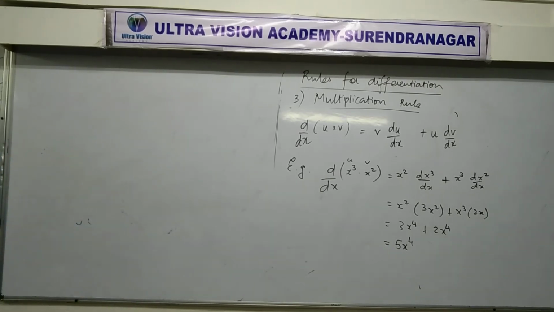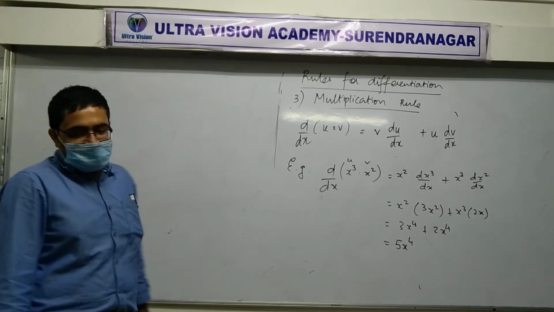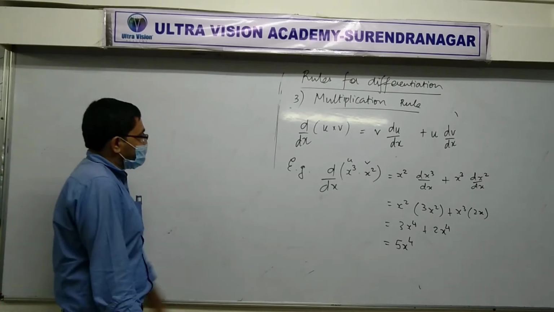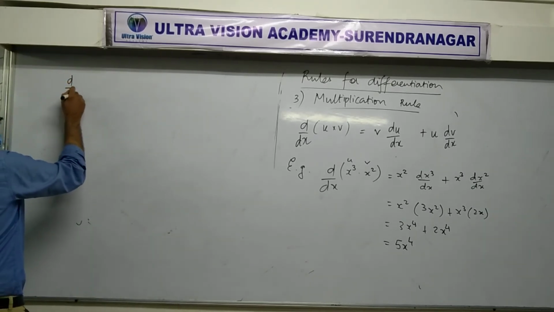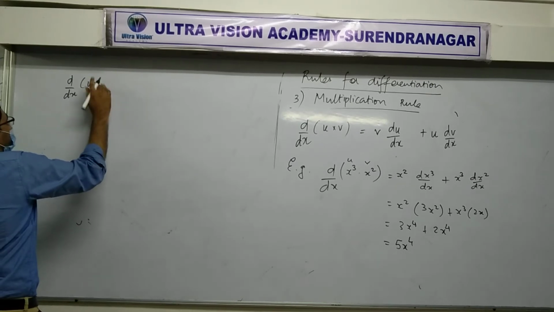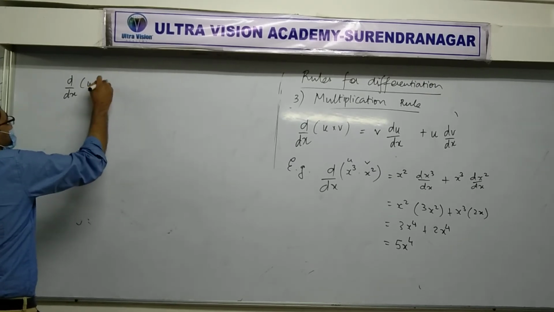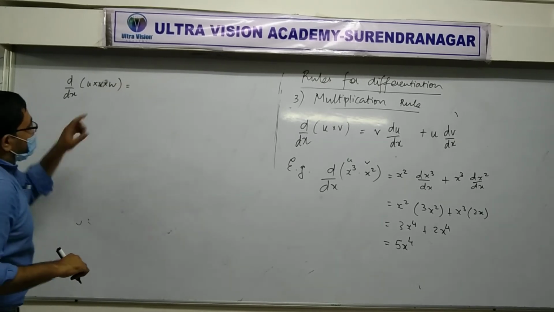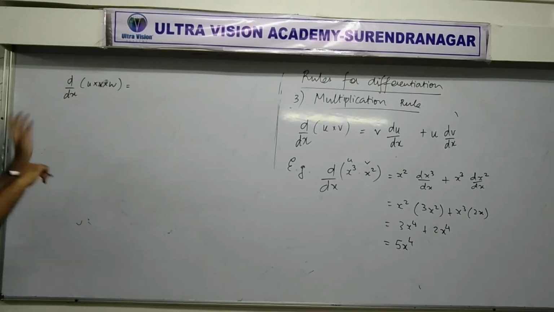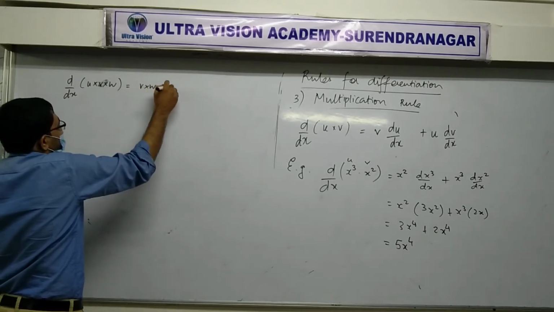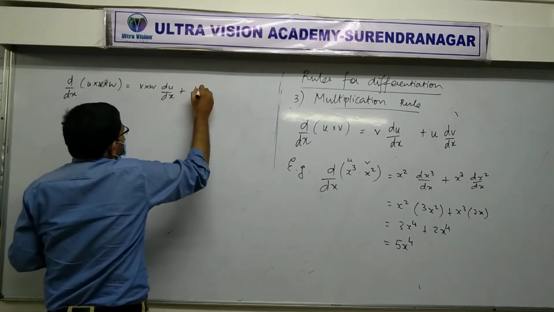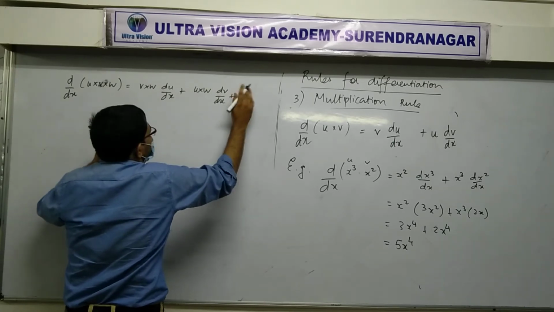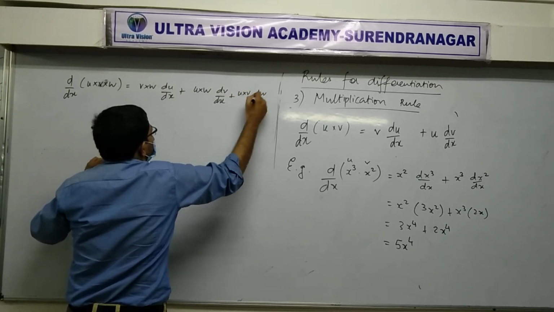So what if we are getting 3 things in multiplication? Good question. Suppose you get u, v and w. Then also the idea is similar. Do differentiation of one and write the others just like that. So it would be v into w into du by dx, plus u into w into dv by dx, plus u into v into dw by dx.